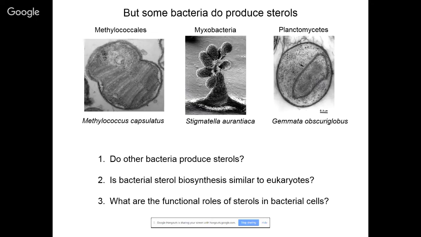Sterol synthesis in eukaryotes has been studied extensively. So we know a lot about sterol synthesis in eukaryotes, and is it the same in bacteria? And I think for me, the most exciting thing would be to understand what the functional roles of sterols in bacterial cells might be. Why are these bugs making them? And why do we only see them in these bugs?